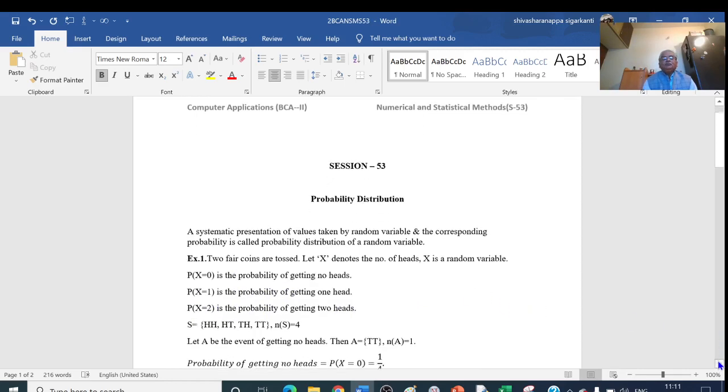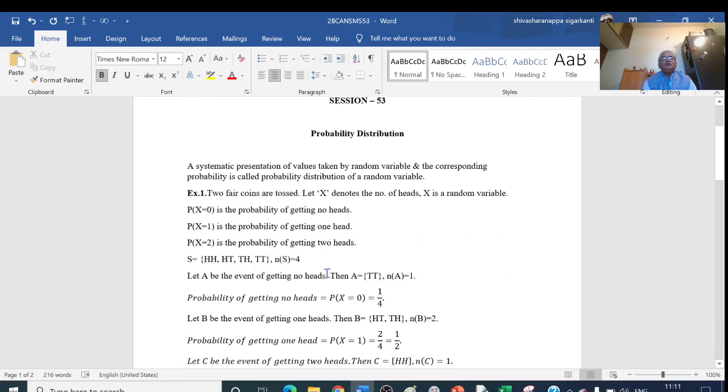Here, the sample space consists of S equal to both heads HH, first head second tail HT, first tail second head TH, and both tails TT. So this is the sample space, and the number of elements in this sample space is equal to 4. That is, n of S is equal to 4.